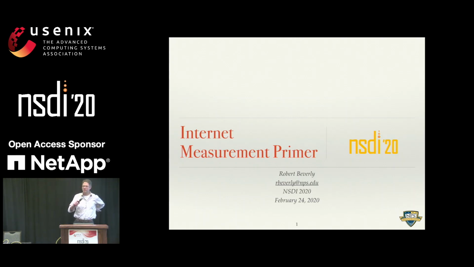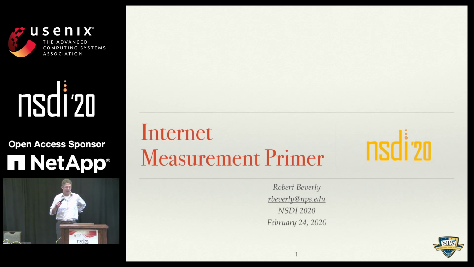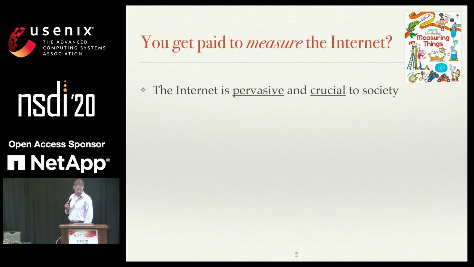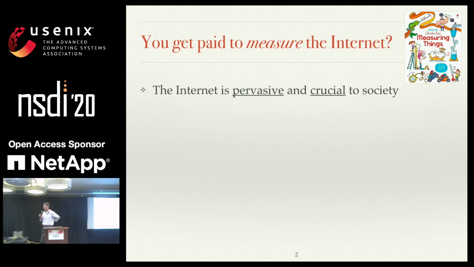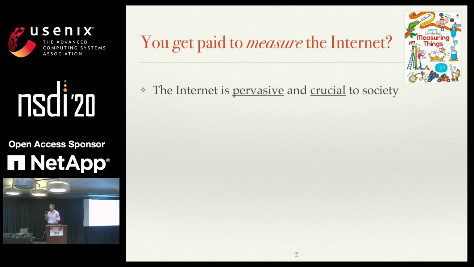So, hi, my name's Rob Beverly, and I'm here today to give you a primer on internet measurement. And one of the things that you'll find if you go to a cocktail party and you tell people that you measure the internet, they sort of look at you with bewilderment, like, you measure the internet? Like, what does that even mean, right?